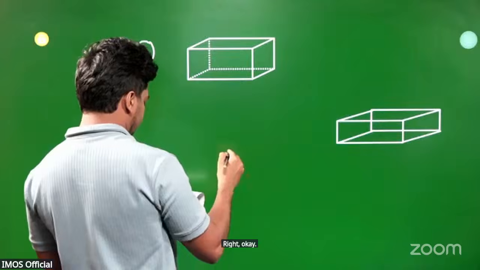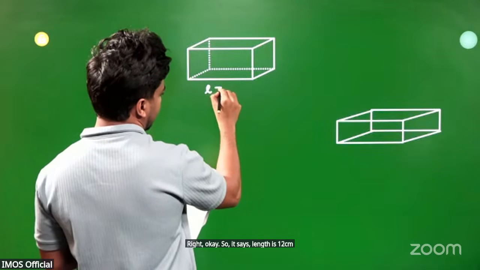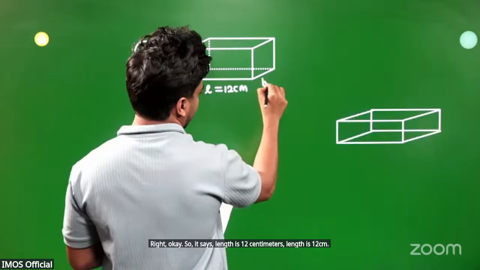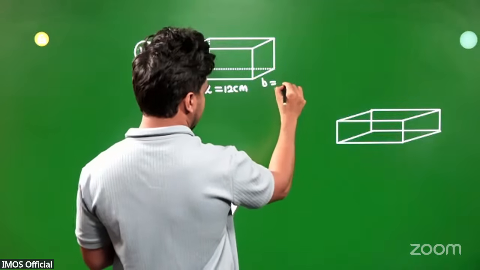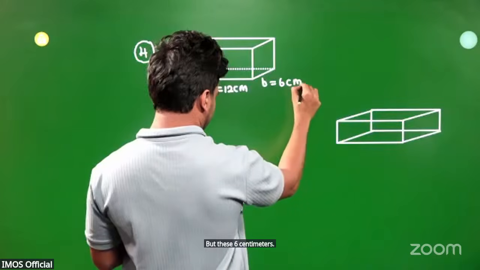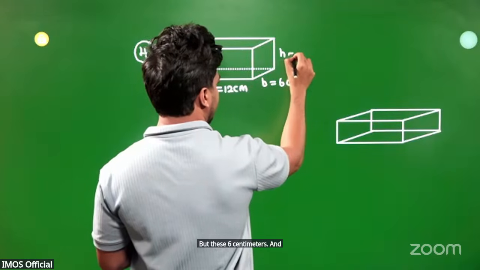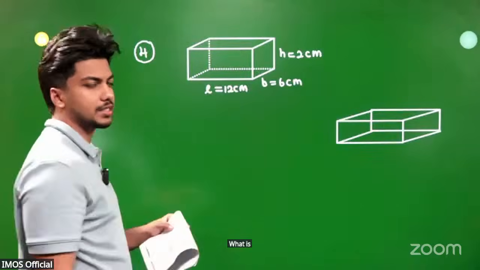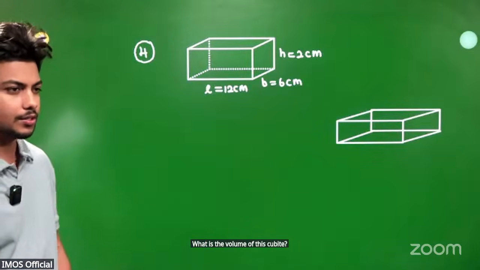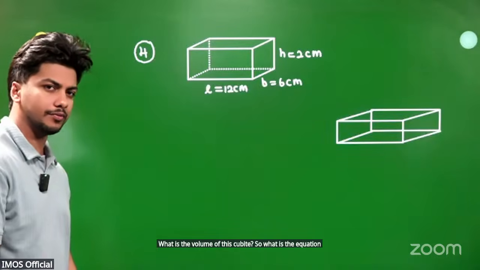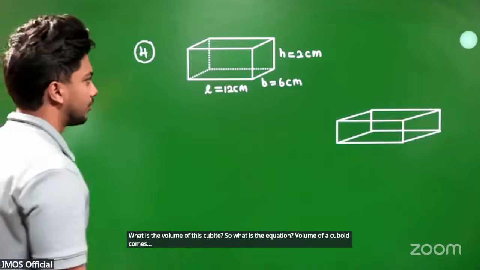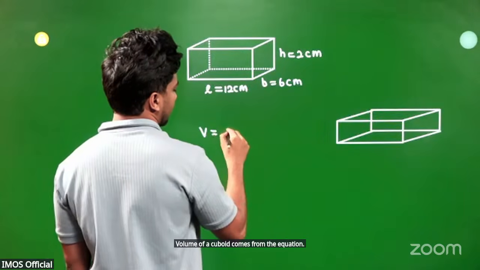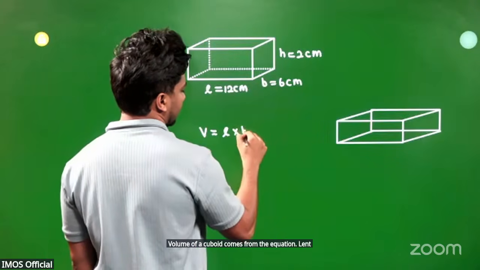So it says length is 12 centimeters. Breadth is 6 centimeters. And height is 2 centimeters. So find the volume. What is the volume of this cuboid? So what is the equation? Volume of a cuboid comes from the equation length into breadth into height.